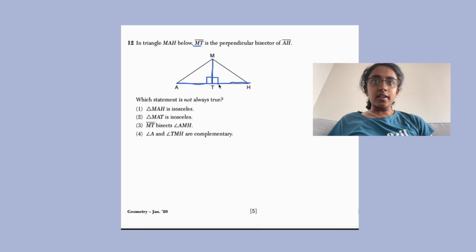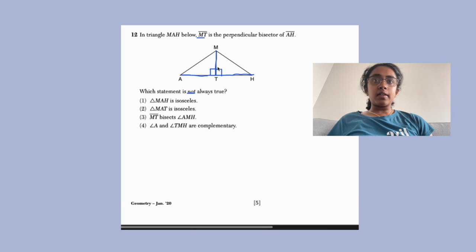We can say which of the following statements is not always true. A and TMH are complementary angles. Yeah, I am sure. Yeah, that is definitely true.